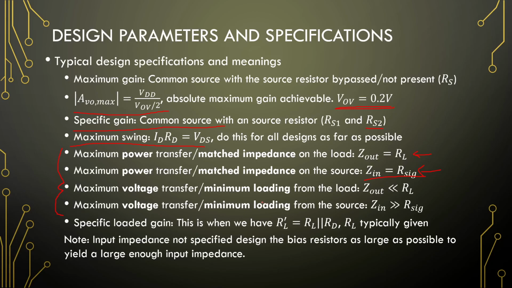Also, a very common one is to design for maximum voltage transfer, and we all know that voltage will rather sit across a larger resistor than a smaller resistor. So into the amplifier, the input impedance should be at least 10 times larger than the signal resistor, and out of the amplifier, the output impedance of an amplifier should be 10 times less than the load. That's how we design for maximum voltage transfer.